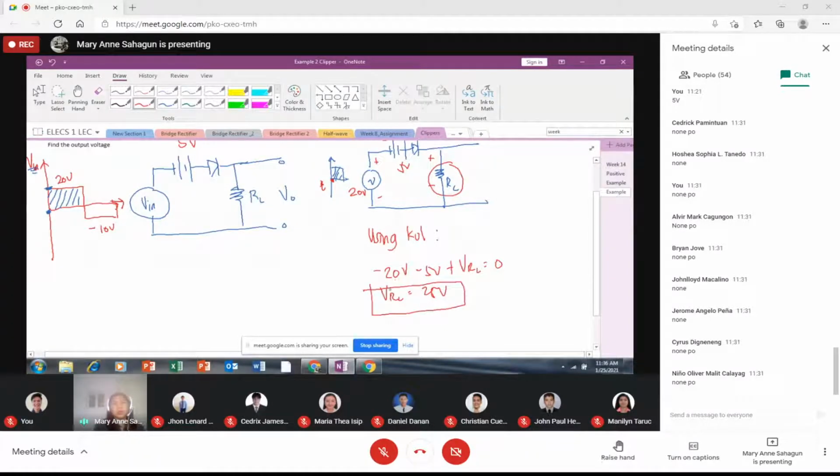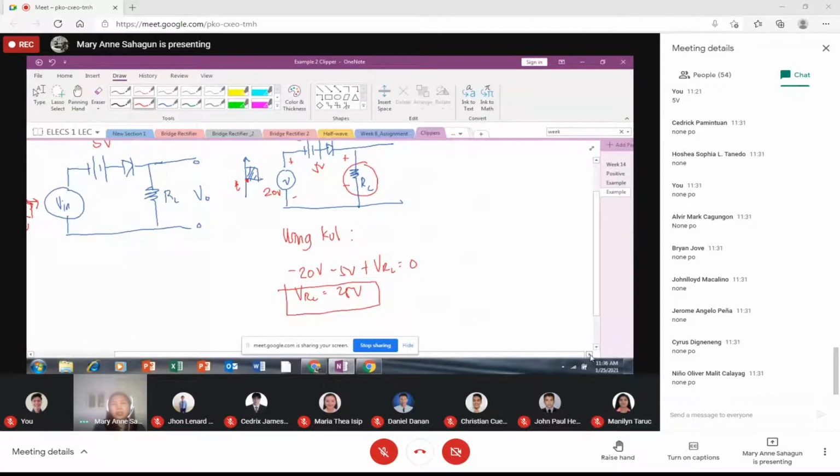There you go. It's because the polarity of the input voltage and the polarity of the battery are aligned. If they are aligned, they are adding. If they are not aligned, they are opposing. So there is a subtraction. Okay?